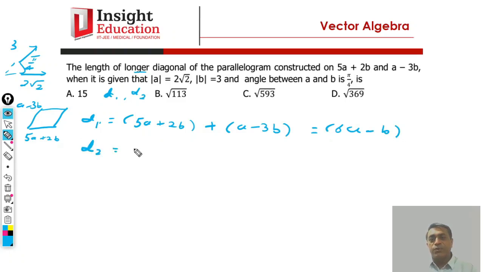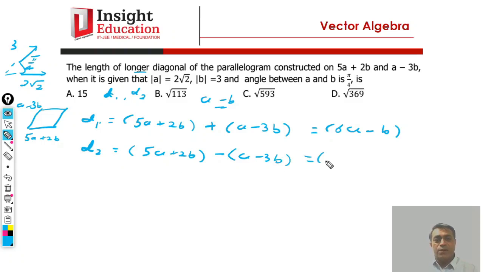Second diagonal d2 is equal to a minus b. So the first vector, 5a plus 2b, minus the second vector, a minus 3b. So 5a minus a is 4a, and 2b minus minus becomes plus, so that is 5b. Now from the figure we can say the longer diagonal is d2, not d1. The longer diagonal is 4a plus 5b, not 6a minus b.